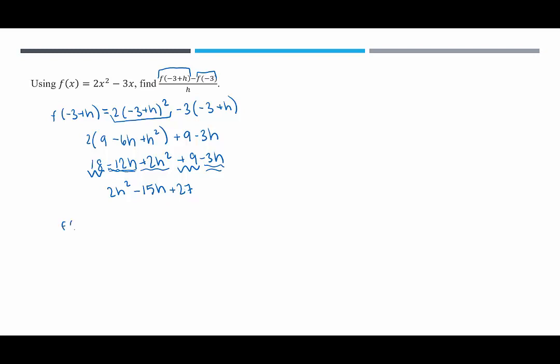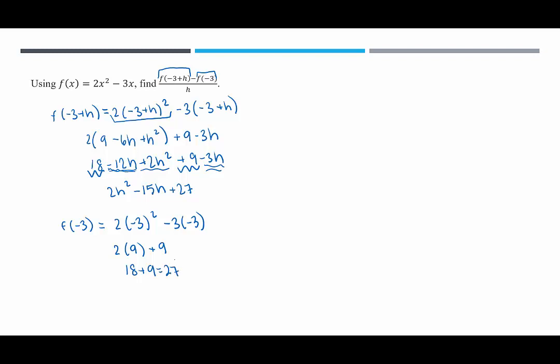Next, I will evaluate f of negative 3. This time, anywhere I see an x in f, I'm replacing it with negative 3. 2 times negative 3 squared minus 3 times negative 3. Following order of operations, negative 3 squared is positive 9, so I have 2 times 9. Negative 3 times negative 3 is plus 9. 2 times 9 is 18. 18 plus 9 is 27.